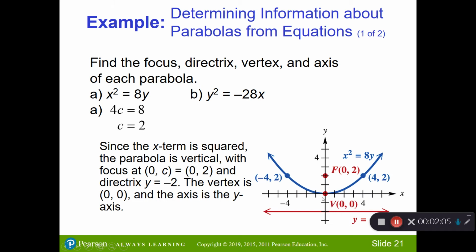We draw the parabola through 0, 0, up 2 for the focus, back 2 for the directrix, with y equals as the equation for the directrix. And then you can plot any other points by just plugging into the equation, like the 4, 2 and the negative 4, 2.